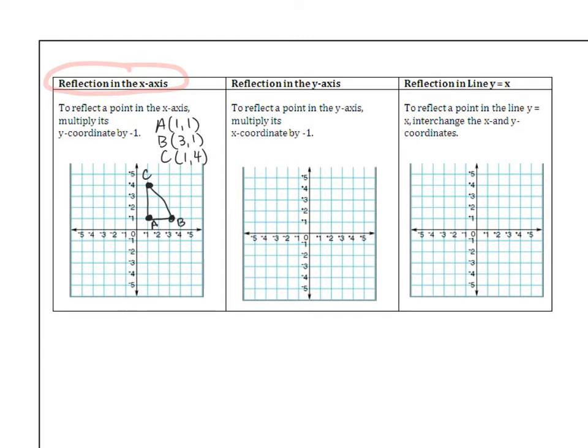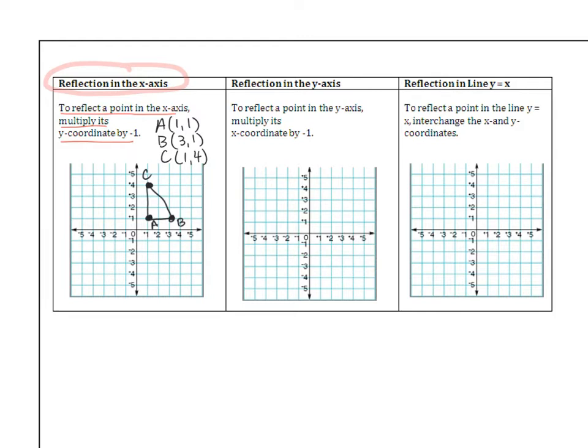So to do that, go ahead and read this right here: to reflect a point in the x-axis, you multiply its y-coordinate by -1. Now you might be thinking to yourself, I could eyeball this. I could reflect it over the x-axis pretty easily just by eyeballing it and putting 3 more points and connecting them. And that's true in this case, but it won't always be this easy. And so I want you to learn it the mathematical way as well.